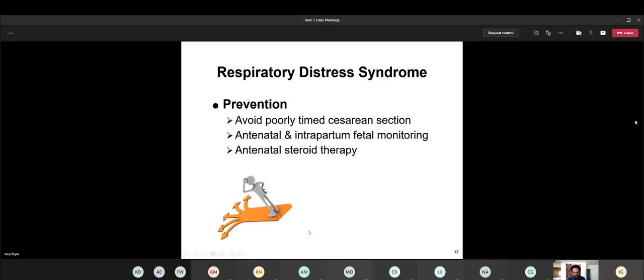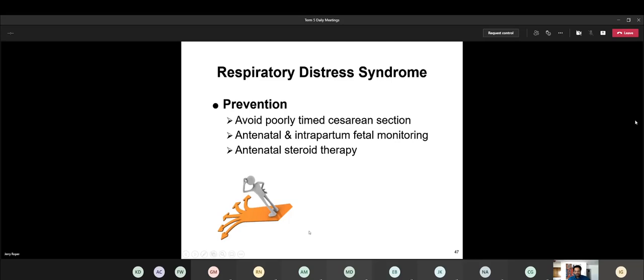Now, how do we try to stop RDS from happening? Well, they give some recommendations as far as the whole C-section thing, a poorly timed C-section. Now, sometimes you can't really schedule the C-section like you would like to because something happens like an emergency situation, and then they have to just do a C-section to save the baby.